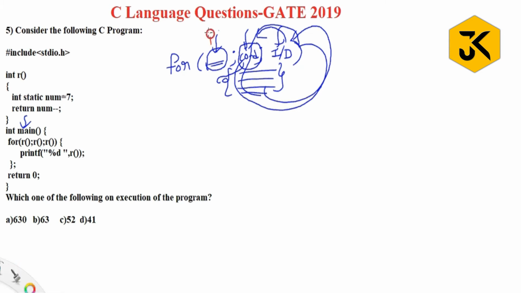I mean, first it executes the initialization statement. Second, it executes the condition. Third, it executes the block of statements. Fourth, it executes the increment or decrement. Fifth, the condition. Sixth, the block of statements. Seventh, increment or decrement. Eighth, the condition. Ninth, the block of statements. Like this it will continue until the condition fails. If you understood this for loop concept, you can simply solve this problem. Okay, let's look into this.